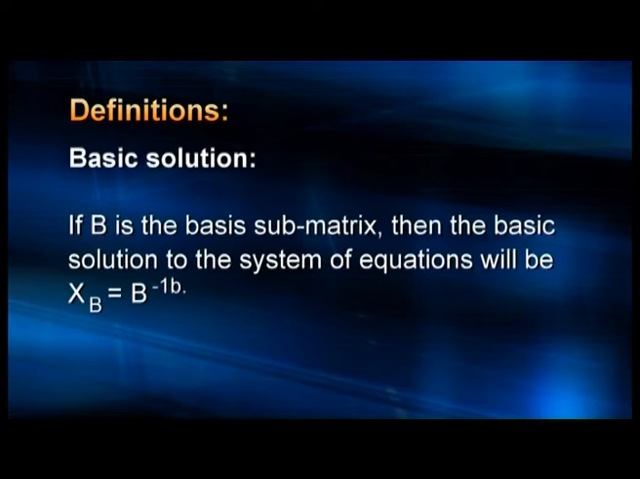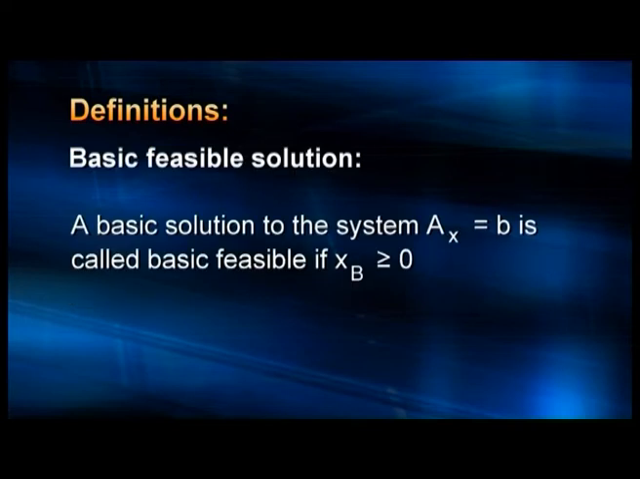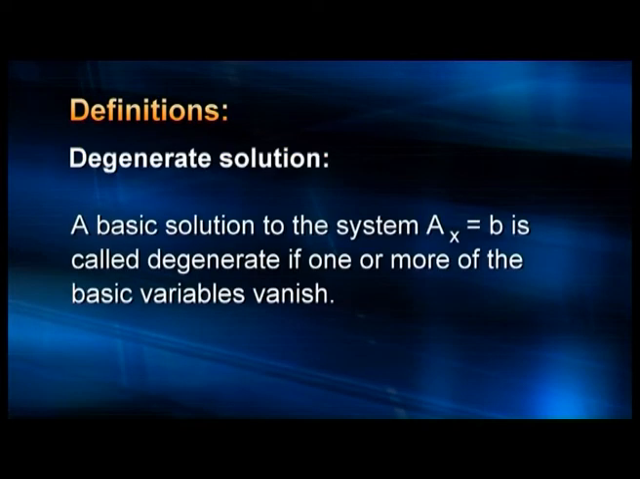If B is the basis submatrix, then the basic solution to the system of equations will be XB equal to B inverse times b. Basic feasible solution. A basic solution to the system AX equal to b is called basic feasible if XB is greater than or equal to 0. Degenerate solution. A basic solution to the system AX equal to b is called degenerate if one or more of the basic variables vanish.